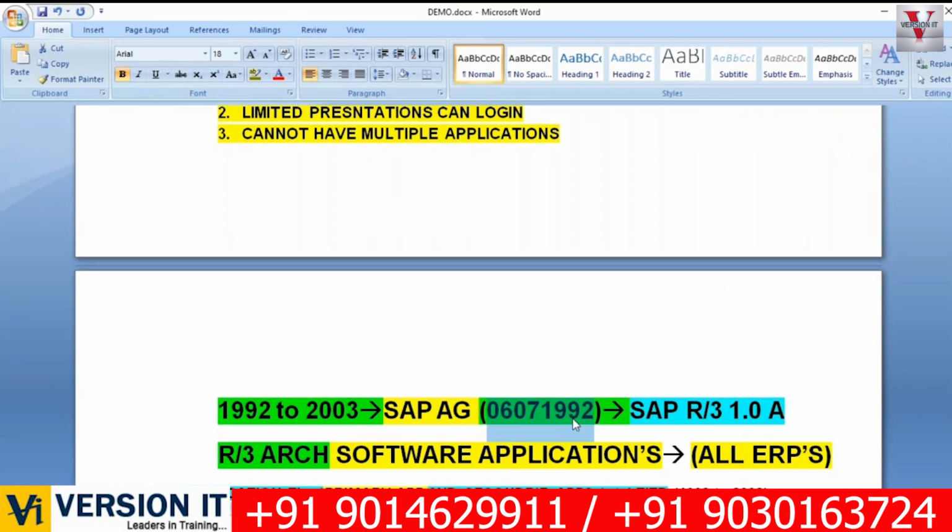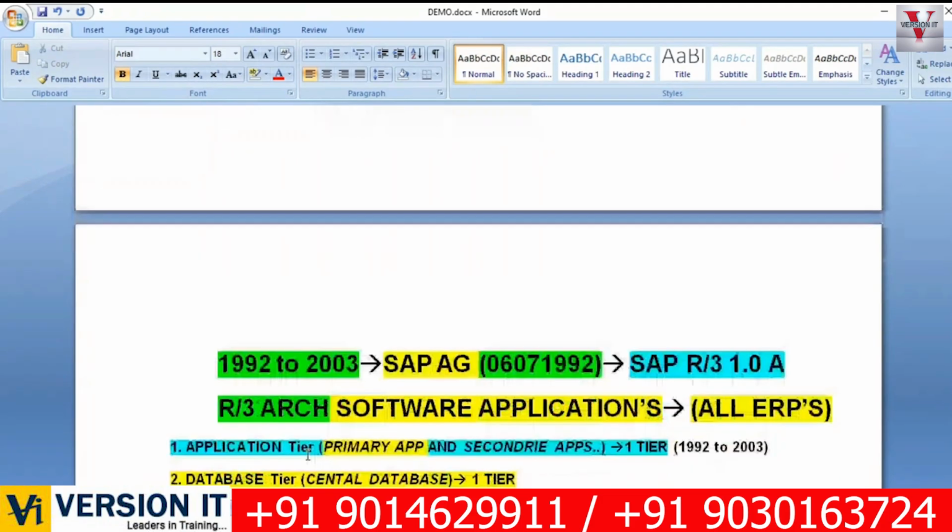People are not even aware of that. Working in SAP for more than a year now, people are not aware of when the birthday of SAP is celebrated. So why? Because this is going to give us our bread and butter. At least we have to have respect towards it. And what is the software name? SAP R3 1.0A. They released this particular software to the world with an R3 architecture.